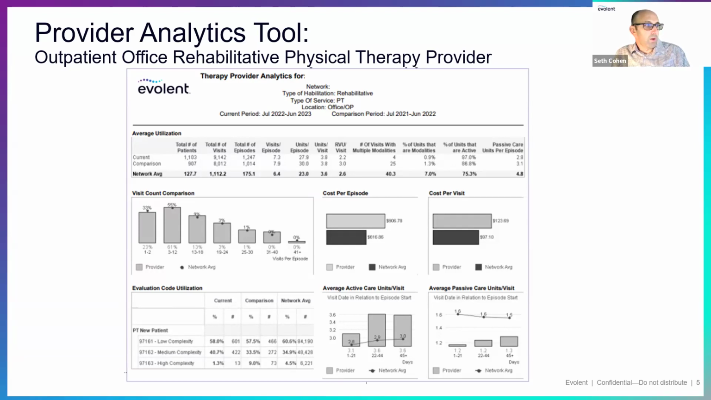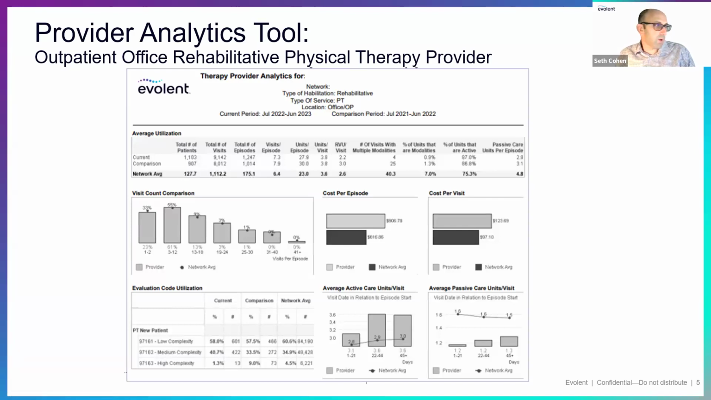So getting back to what we have up here on the screen. This is an analytics tool that you would see for an outpatient office. This is physical therapy for a rehabilitative patient in an outpatient office setting. Those times that I mentioned before are the same. The current period and the comparison period are July of 2022 through June of 2023, and then the year prior to that. Under the average utilization, the categories are all the same. This provider, unlike the one on the prior screen, is within the network average, so you aren't seeing any of that yellow or red.